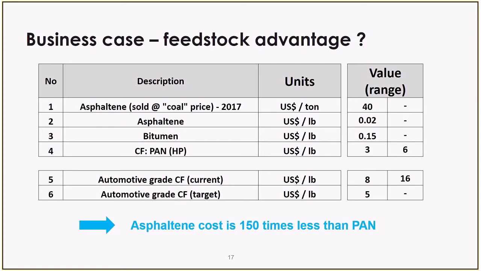So as you can see here, the work that we've done has led us to a pathway from asphaltenes to carbon fiber, and on the raw cost comparison, asphaltene is about 150 times less than polyacrylonitrile. Now my disclaimer there is we're comparing the raw cost of asphaltene versus a high purity cost of polyacrylonitrile. But you can see there's a lot of room for maneuver and technology development. There's a big gap to work with.